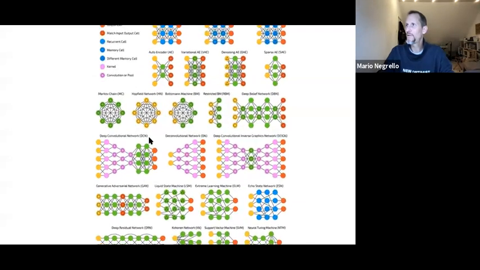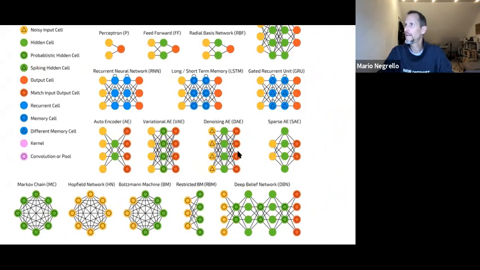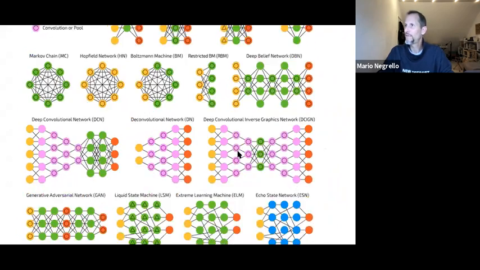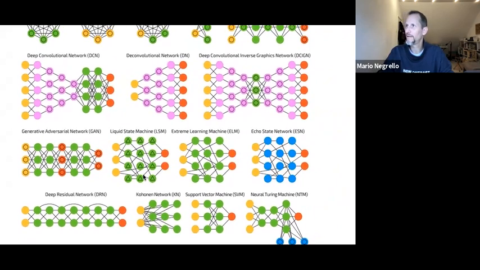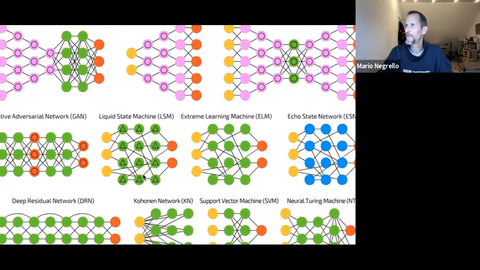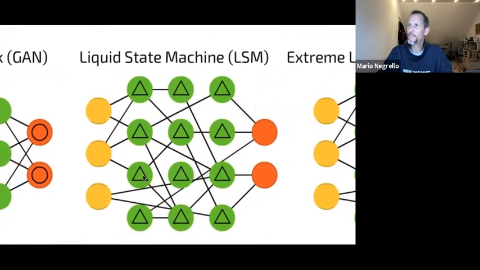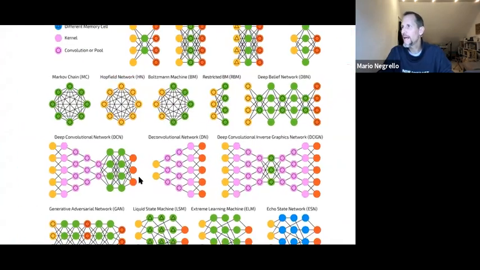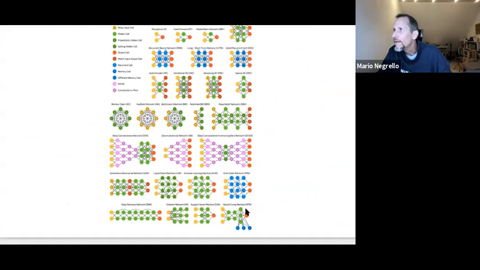And that brings me to some of them. So particularly, I wanted to talk to you about, and where are they? Oh, here. A liquid state machine, for example. A liquid state machine is a type of reservoir network. The other one is an echo state machine. Where is it? Here, echo state network.